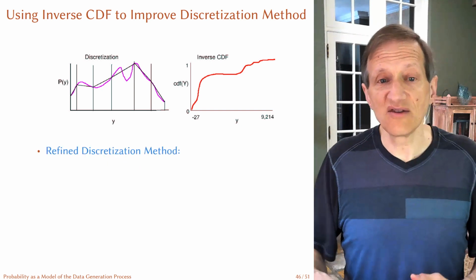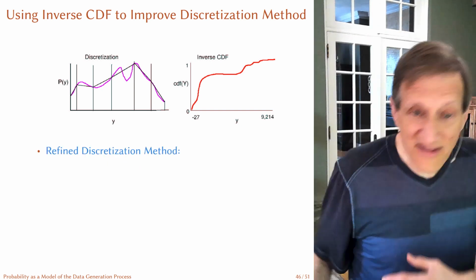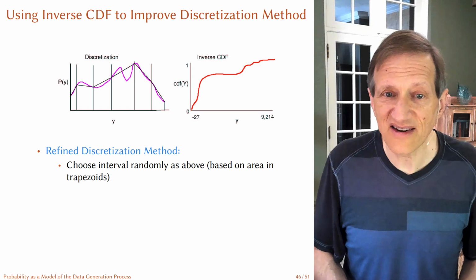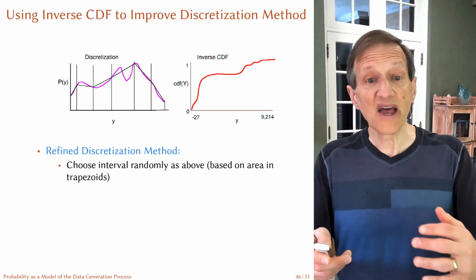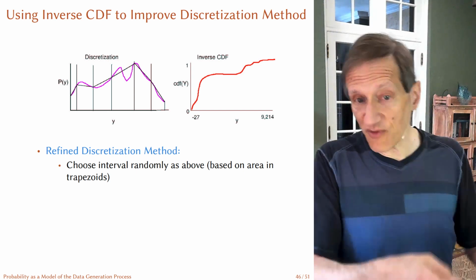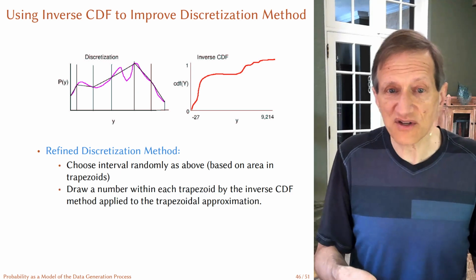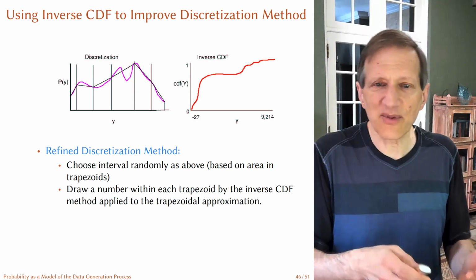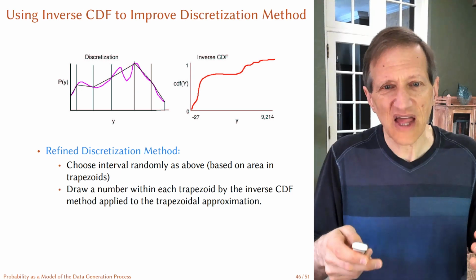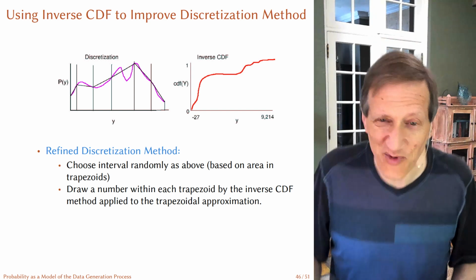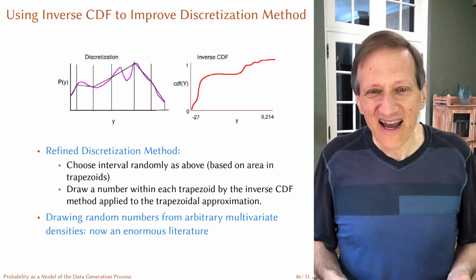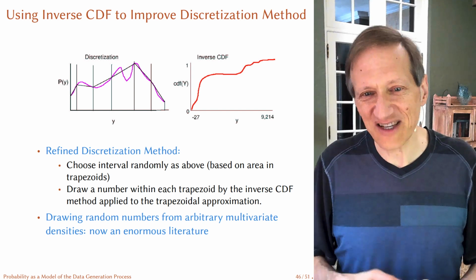Turns out you can then combine the two methods. You can create a refined discretization method. You can choose an interval randomly as before, based on the area of the trapezoids. You can draw a number within each trapezoid by the inverse CDF method applied to the trapezoidal approximation. And then that's even better.